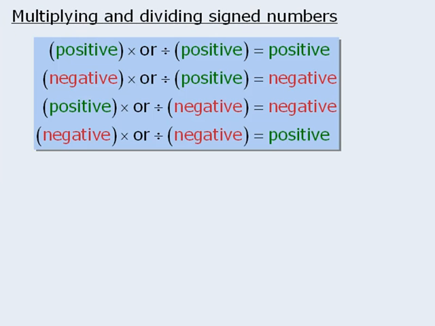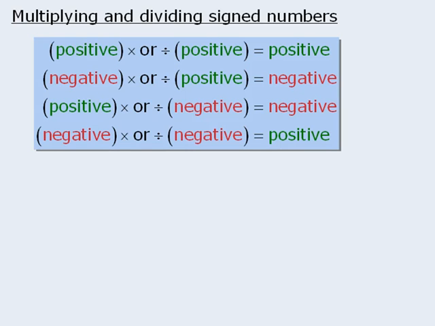Now, the rules for multiplying signed numbers are the same as the rules for dividing signed numbers. They are as follows. When two positive numbers are multiplied or divided, the result will always be positive. When two numbers are multiplied or divided, when one number is positive and the other number is negative, the result will be negative. And when two negative numbers are multiplied or divided, the result will be positive.